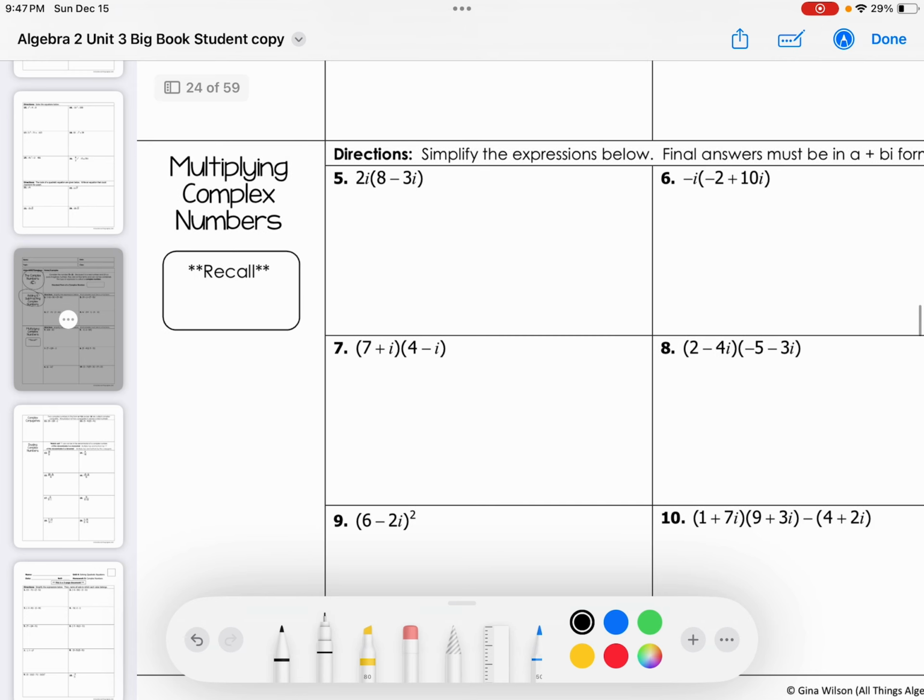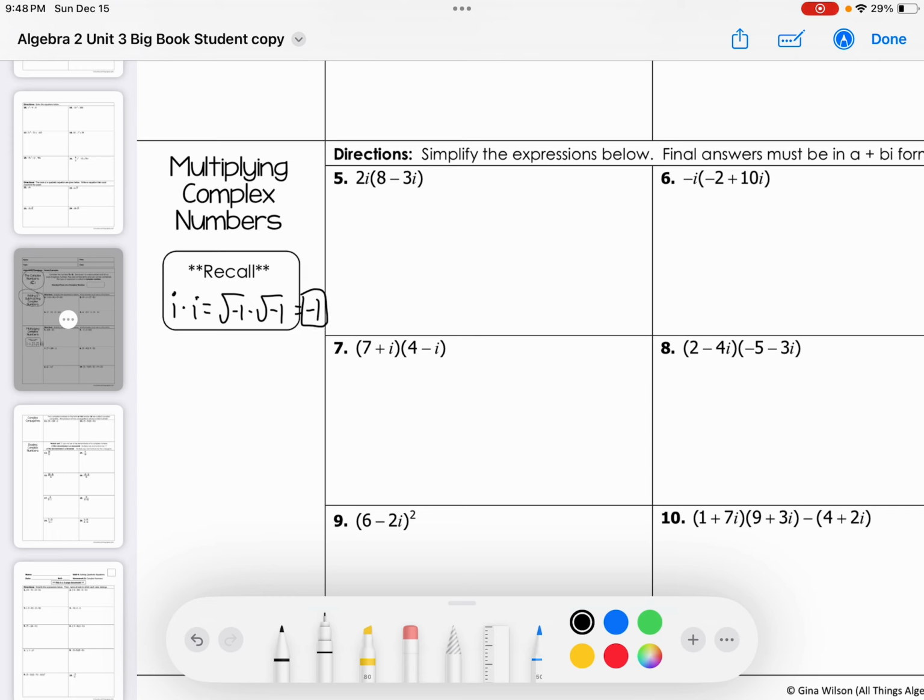Here where it says recall, I'm going to put a little note for you. When you take i times i, remember that i is the square root of -1. So this would be saying, I'm going to take the square root of -1 times the square root of -1, which would equal -1. So if you take i times i, that's going to equal -1. That will be helpful to keep in mind later on. Anytime you take i times i, that's going to equal -1.